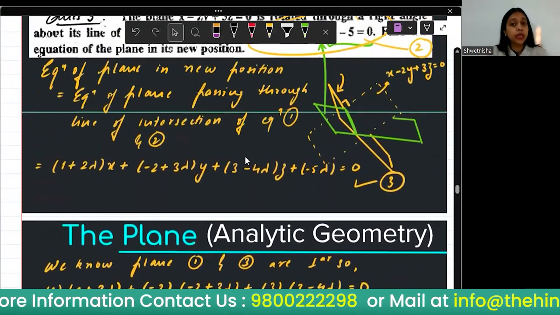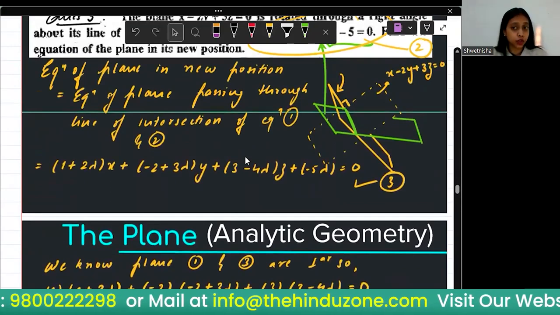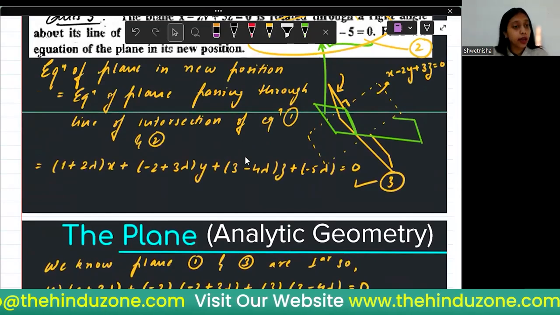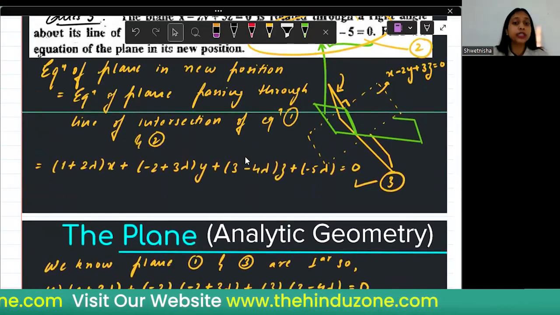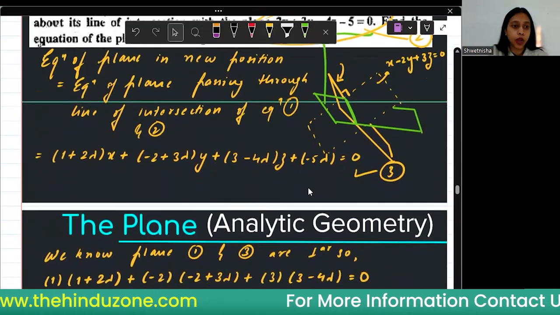Okay. So there can be infinitely many planes passing through the line of intersection of the two planes, but you give a uniqueness to that, and that unique property will give you that unique plane. And that property was your perpendicularity.